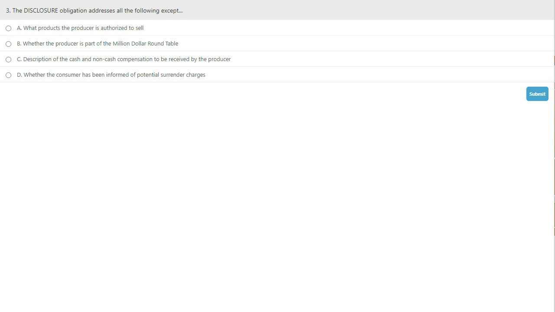I'll read it one last time. Polling question number 3, the disclosure obligation addresses all the following except: A, what products the producer is authorized to sell. B, whether the producer is part of the $1 million roundtable. C, description of the cash and non-cash compensation to be received. And D, whether the consumer has been informed of potential surrender charges.